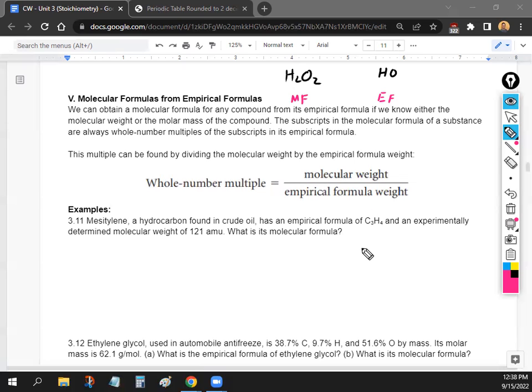Okay, now today we're going to be talking about how we can take the empirical formula and figure out the molecular formula. So if you guys want, you can write this equation down, because this is how you can find the molecular formula using the empirical formula. Just a quick fraction. So just jot this in your notes, and then we'll use it to solve 3.11.